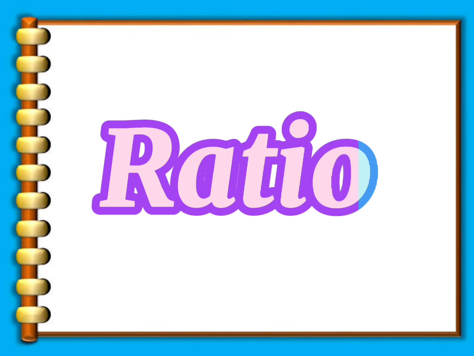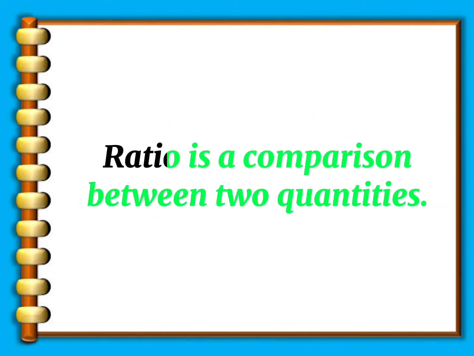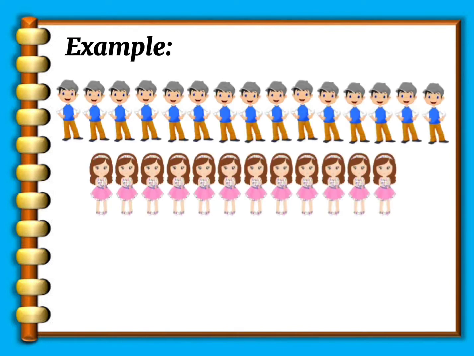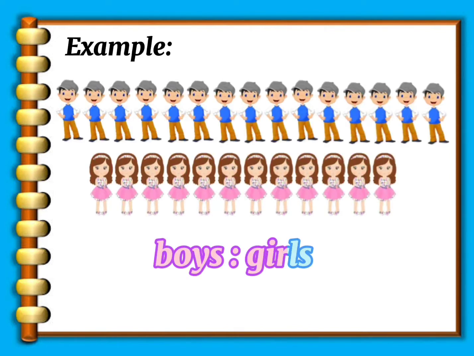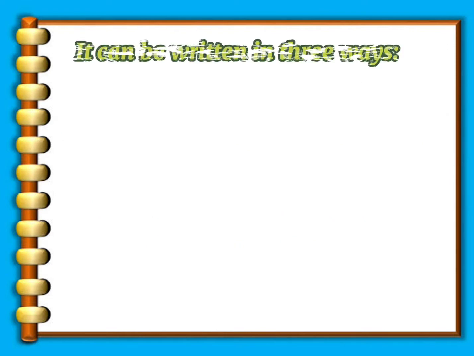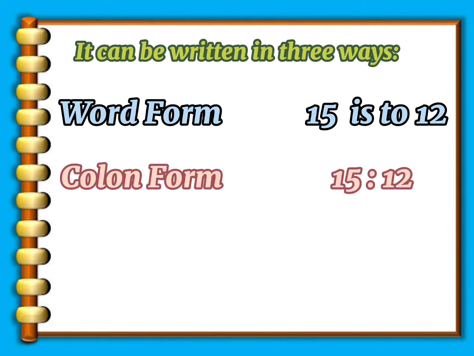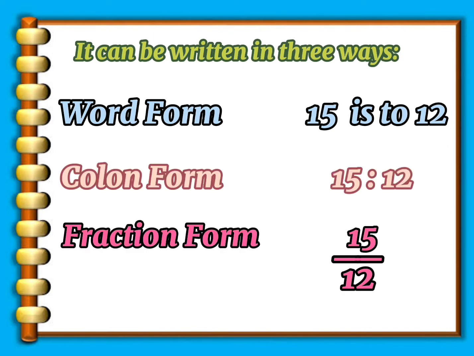Let's talk about ratio. Ratio is a comparison between two quantities. Example, let's get the ratio of the number of boys to the number of girls in the picture. The ratio of boys to girls is 15:12. It can be written in 3 ways: the word form, column form, and fraction form.